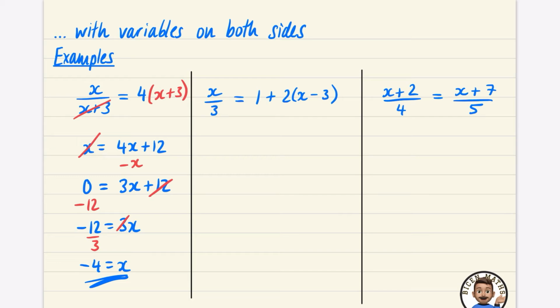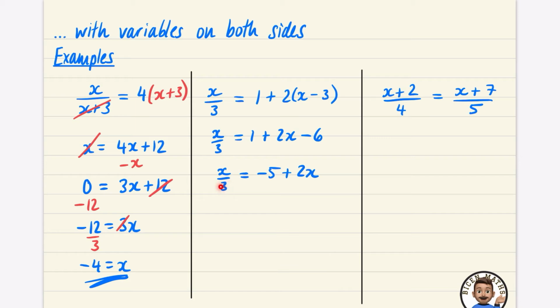Now you've got a couple of different choices that you could do with this one. If you want to multiply everything by 3, you can do that, or you could expand the brackets first. I think what I might do is expand the brackets and then we'll deal with this in just a second. So if I expand the brackets first, I'm going to leave the x over 3. I then get 1 plus 2x, and then the 2 times minus 3 is minus 6. So it's x divided by 3 equals, okay, I need to do 1 minus 6, that's minus 5, plus 2x.